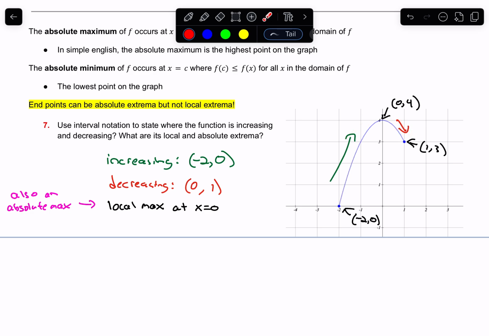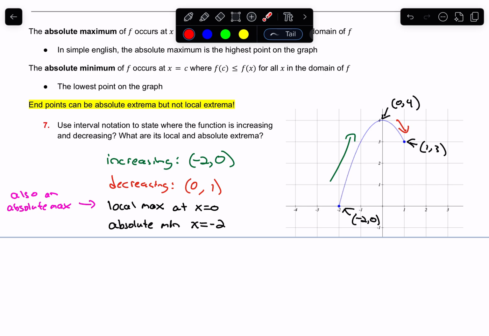So we don't have a local minimum because this graph never switches from decreasing to increasing. We do, however, have an absolute minimum because this graph has a lowest point at x equals -2 on the left side over here.